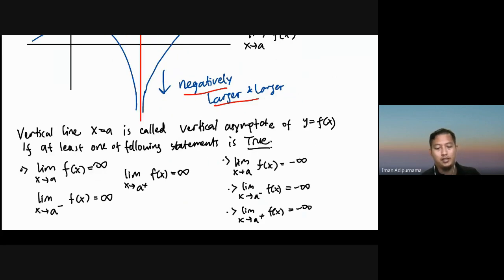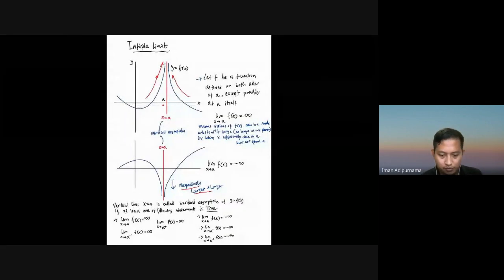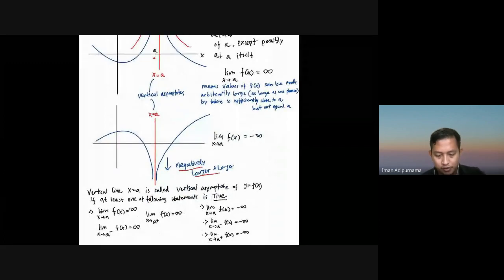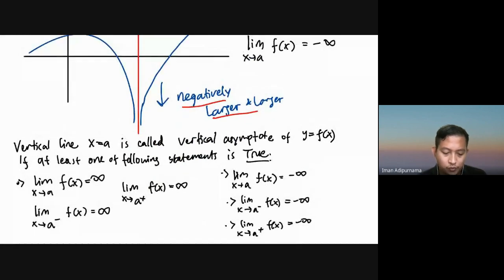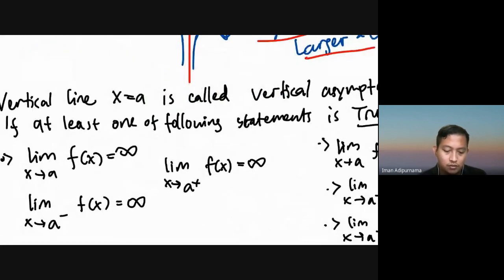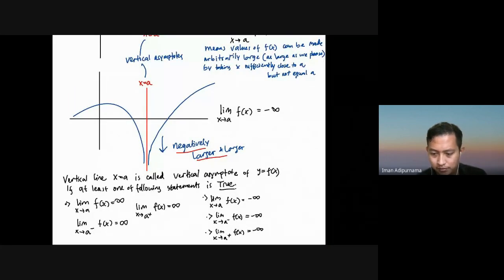Now, let me give you another example here for the vertical asymptote. So basically, as long as you have one of these, you can say that we have a vertical line x equals some number, and it is the asymptote. Okay, let me go through one example.